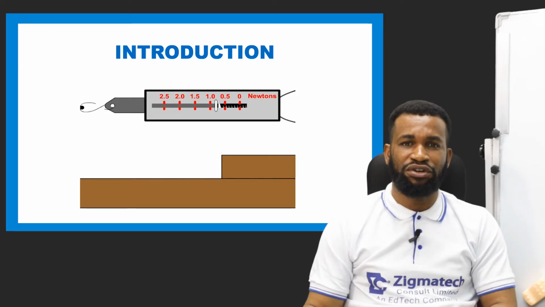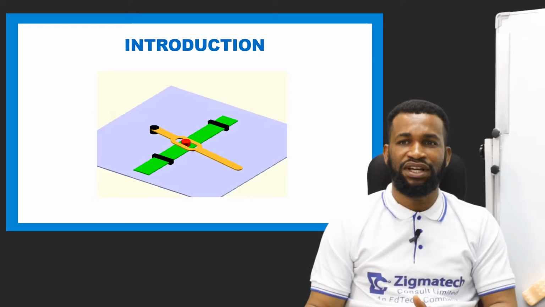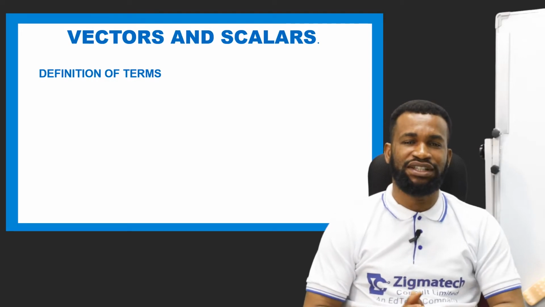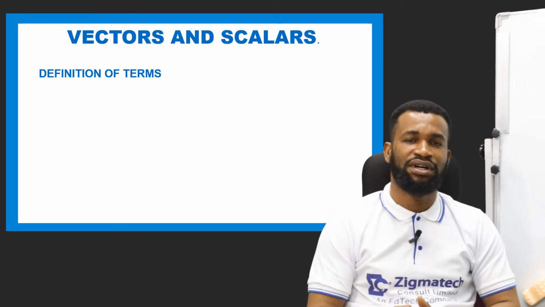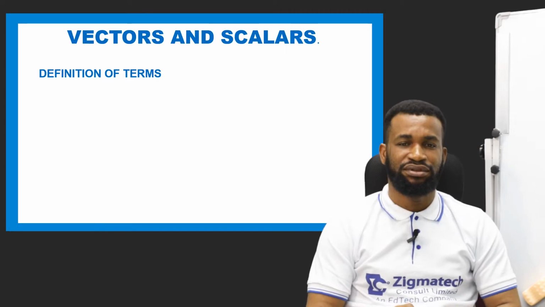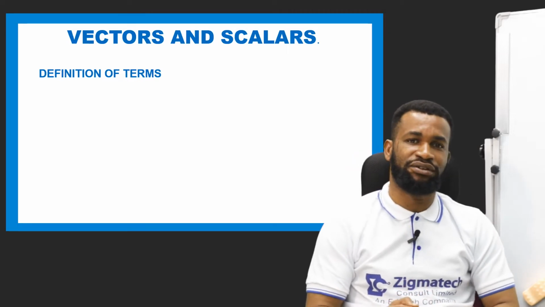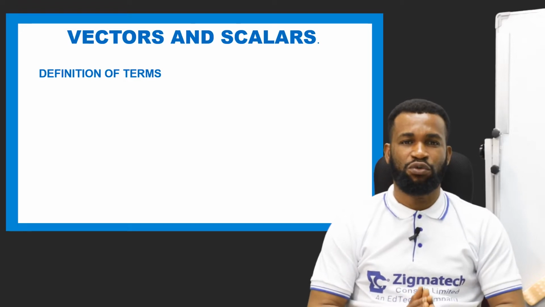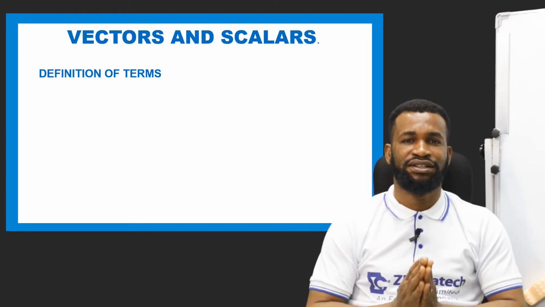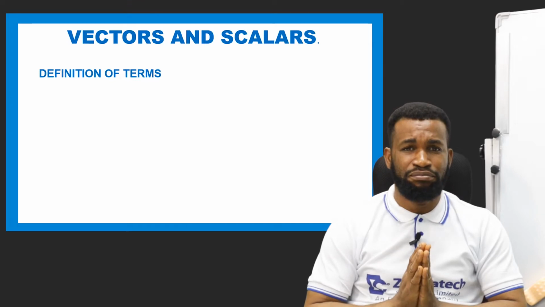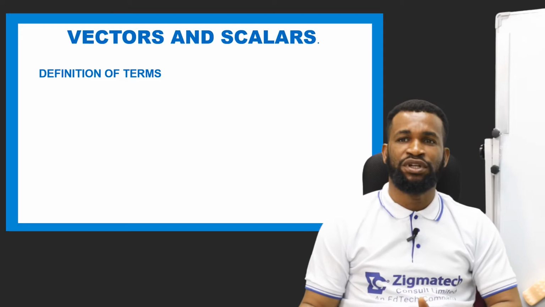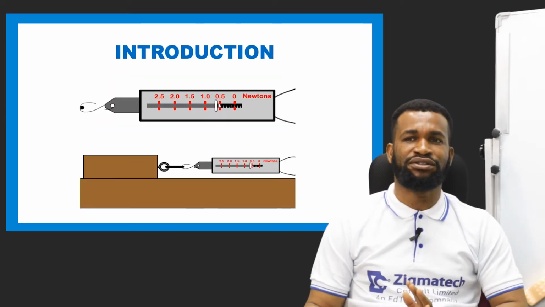Now, a vector is defined as any quantity that has both magnitude and direction. It has both magnitude and direction. While when we talk about scalars, we are talking about a quantity that has only magnitude, but it does not have direction. Example. Now, let me take you back to this.